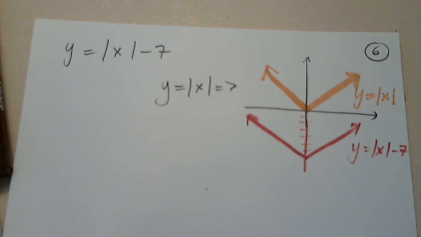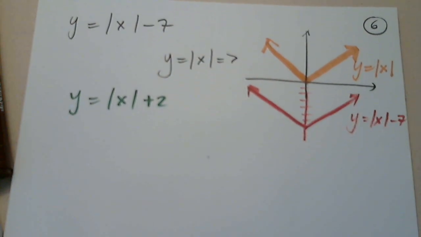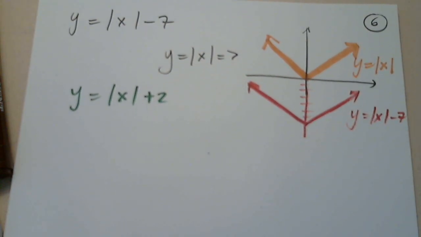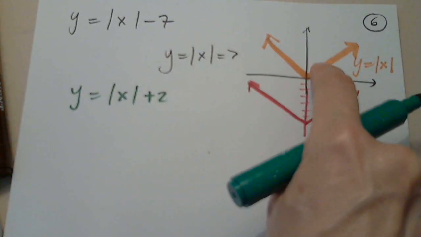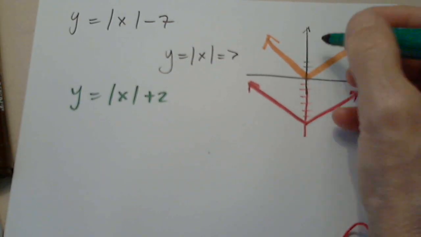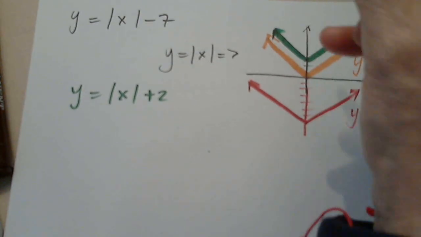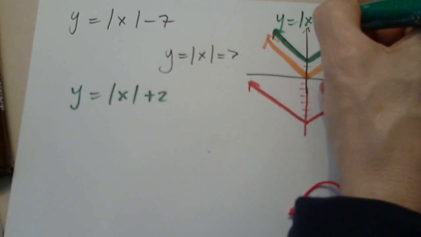Now, what happens if I have y equals the absolute value of x plus 2? What do you think will happen now? If I want to graph this, what will I do? I had +1 and it wasn't on 1, so I don't know. So if the negative 7 pulled down the original graph here, what will this do? Pull up. Exactly. Exactly 2 units up. So this is going to be the graph of the absolute value of x plus 2.